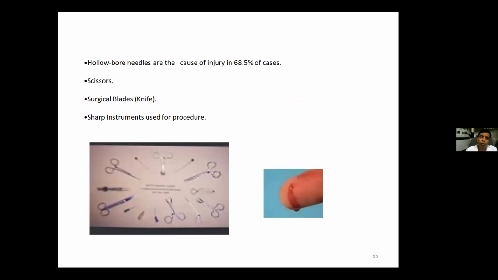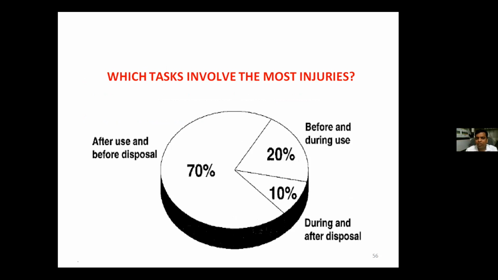Most of the time, hollow bore needles are the cause of injury in 70% of the cases. It especially occurs after use and before disposal. Hence, when a sharp instrument is used, it should be immediately discarded. It is seen that often it is left unnoticed in the linen and laundry, and the housekeeping staff often get this injury. So I request, because a single injury or single exposure costs lakhs to the healthcare setting. Not only is it an economic burden to the healthcare setting, but it is also a risk to the healthcare personnel.